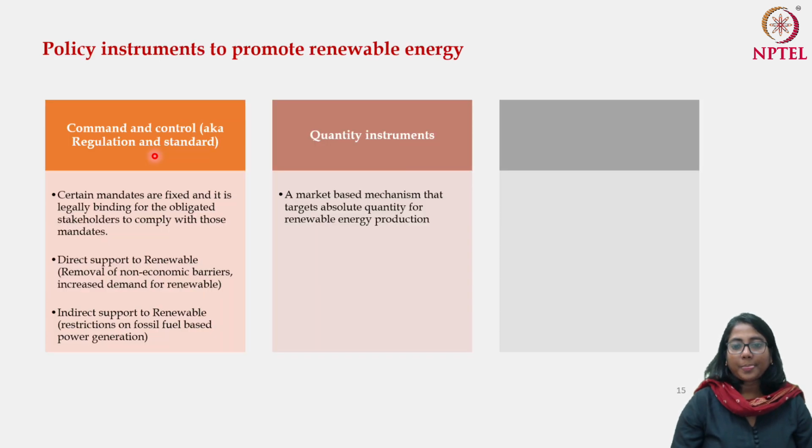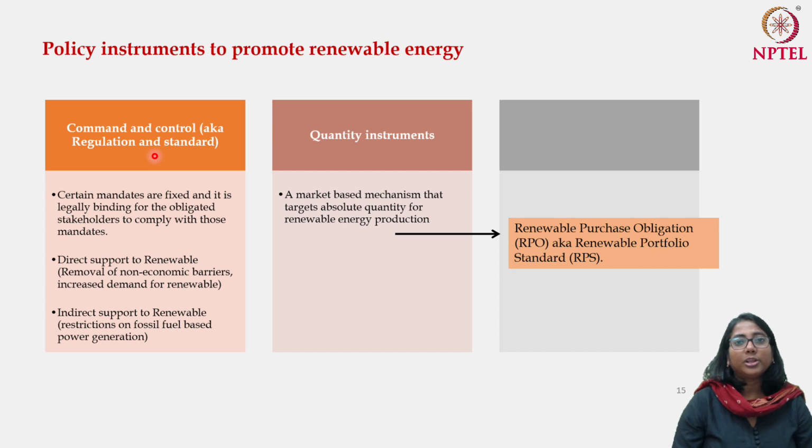So we start with the quantity based instruments where the targets are in terms of absolute quantity of the renewable energy production. Here we are going to discuss three types of policy instruments. The first one is called the Renewable Purchase Obligation, RPO. This is also known as Renewable Portfolio Standards, or RPS, depending on the geographical location of the countries.